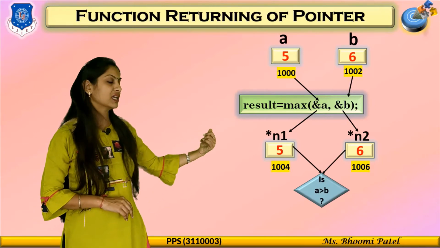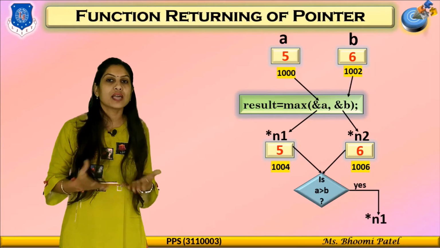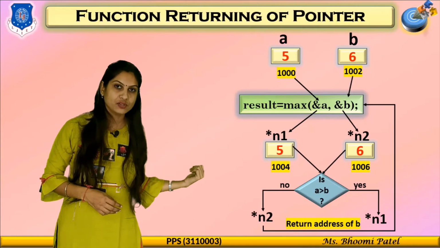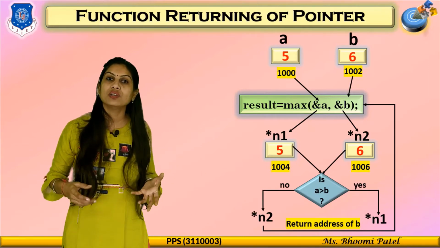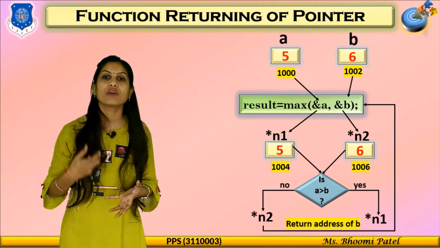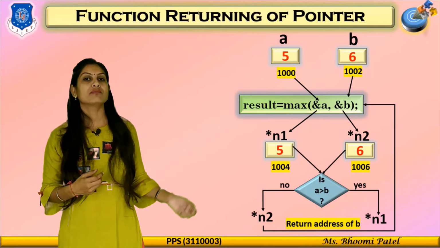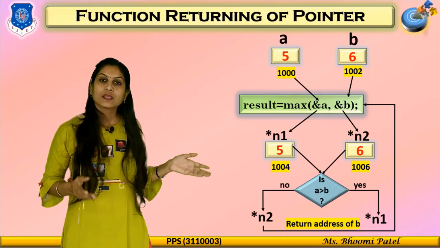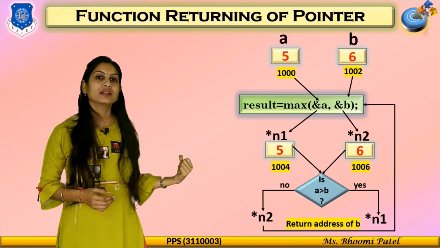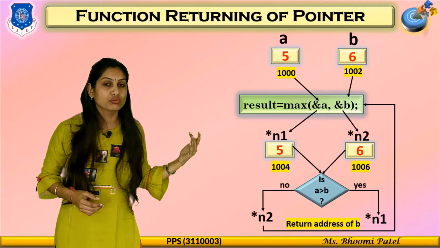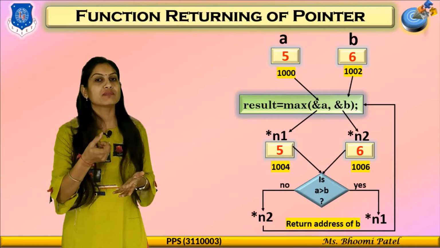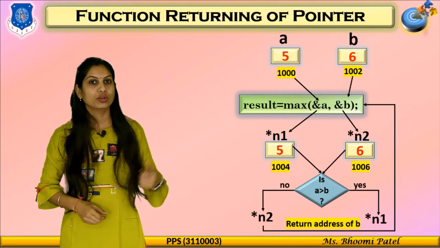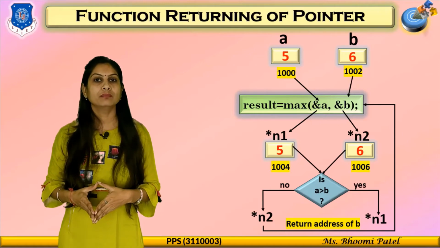So here I am writing: if star n1 is greater than star n2, then the answer is n1, and if the condition is false, then we have to return n2. Star n2 means the second value is greater, so we return the address of n2, or B we can say, and finally we get the address. In this case, is 5 greater than 6? No, so the condition becomes false and it simply returns the address of B, that is 1002, and in the function call that value is stored in result, and result is displayed using star, so the value is 6. So we are finding the maximum, 6.